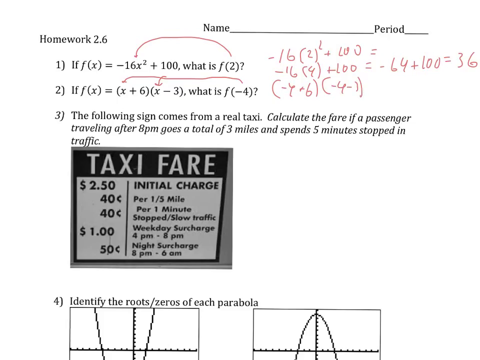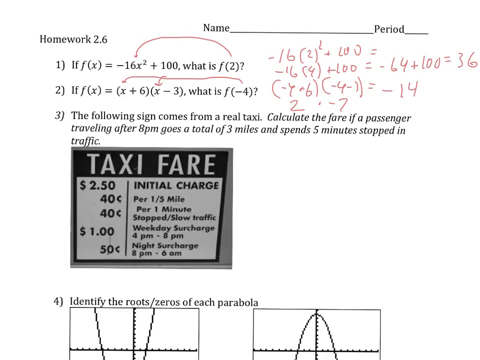Again, you can go straight to your calculator from there, but if you're going to do it by hand, just make sure you do each set of parentheses by themselves first. So negative 4 plus 6 is positive 2, and that's going to multiply the other answer, whatever we get, which is negative 4 minus 3, which is a negative 7. And so 2 times negative 7 is negative 14, and we're done there.